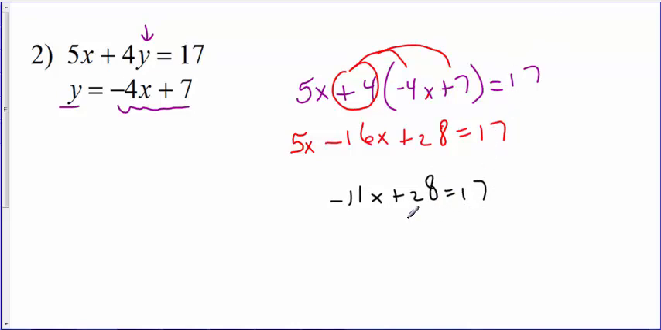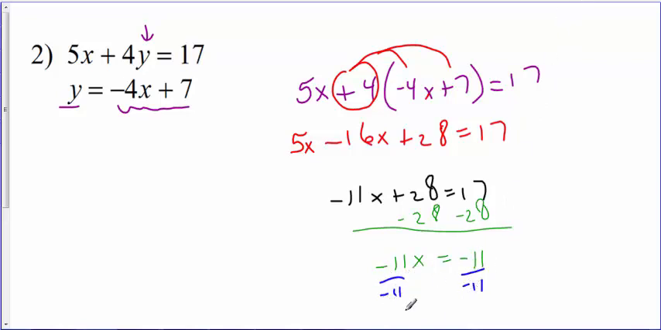Let's get our variables on one side and numbers on the other. So we'll subtract 28. That leaves us with negative 11x equals negative 11. Okay. Divide both sides by negative 11. That leaves me with x equals negative 11 divided by negative 11, which is positive 1.